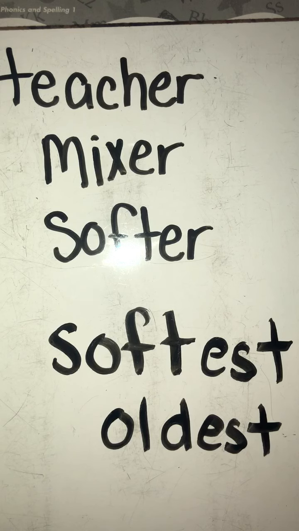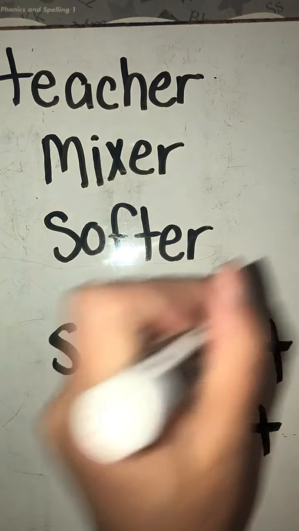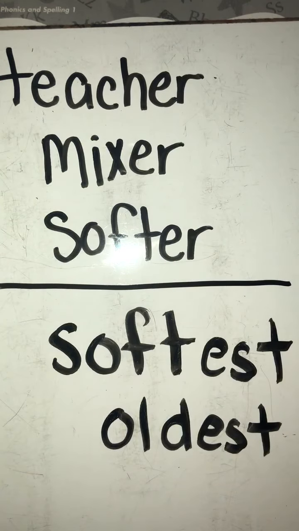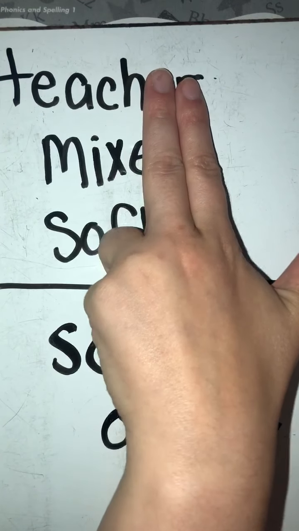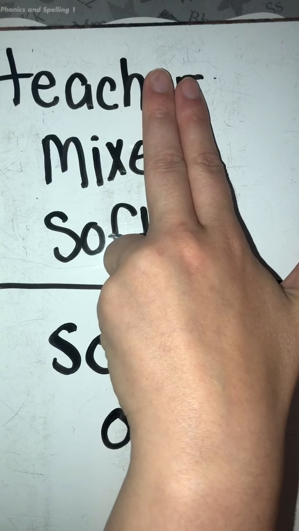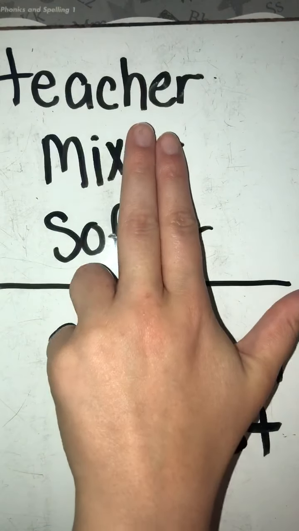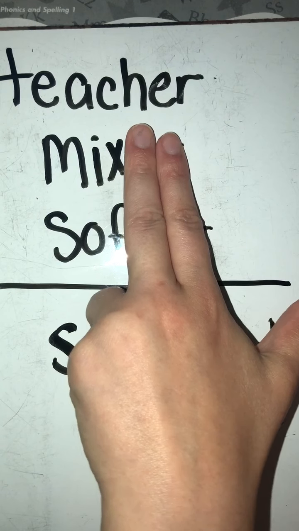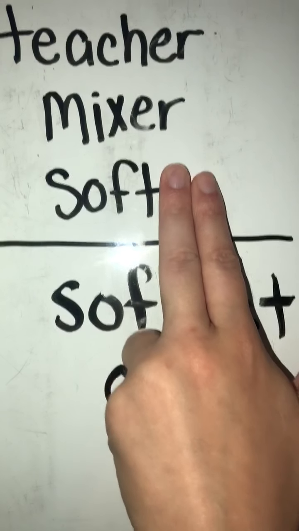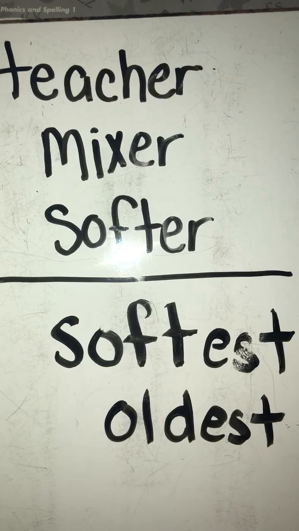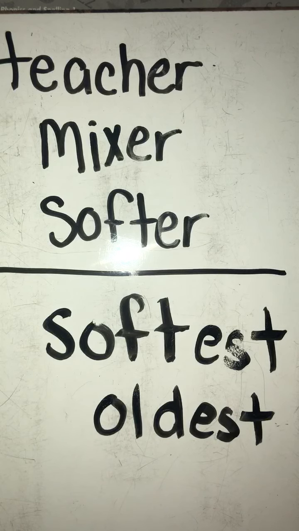Now look at these words. What's the same at the end of all of them? Well, the first three. ER. Now, if we cover up the ER, do we still have a root word? Let's do it with the top one. What's our root word? Teach. Mix. Soft. So yes, we still have a root word in all of them.